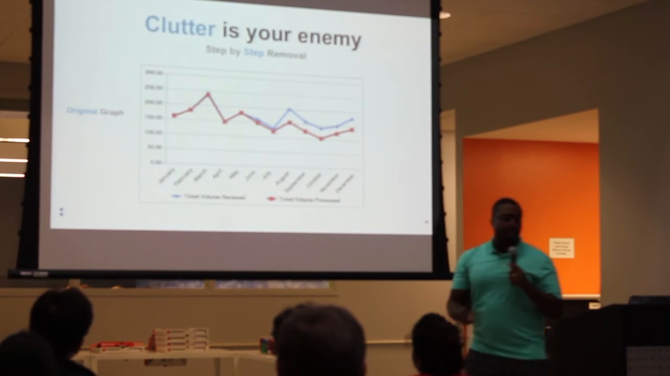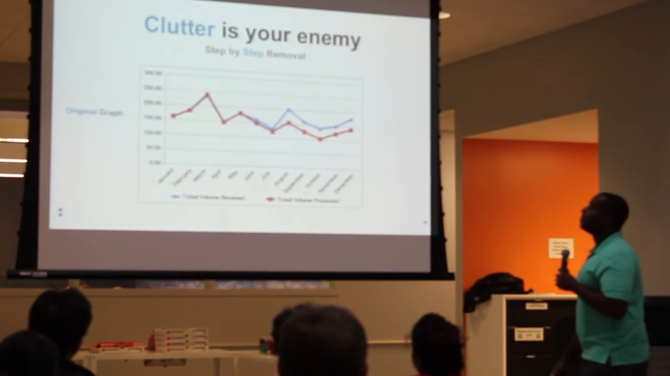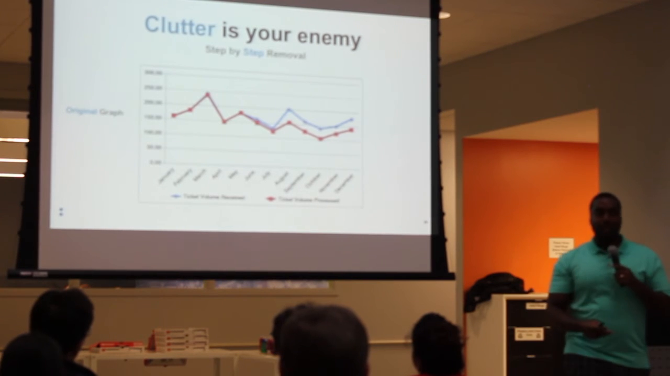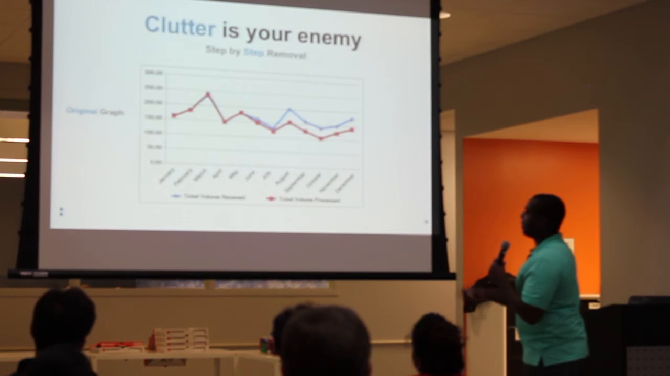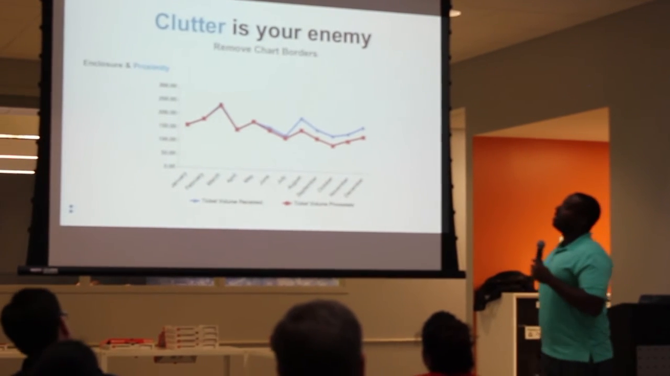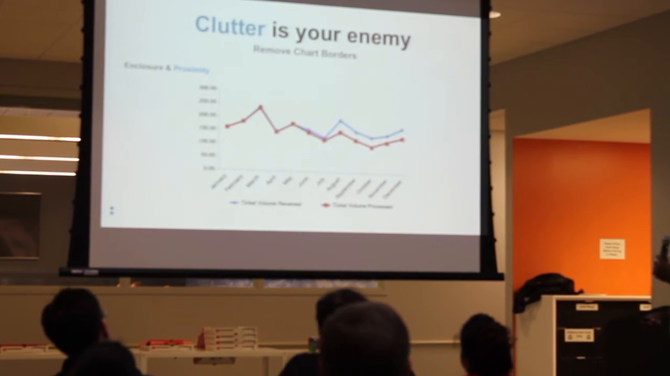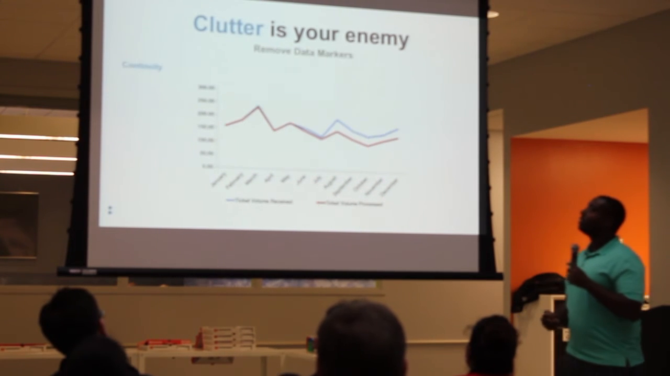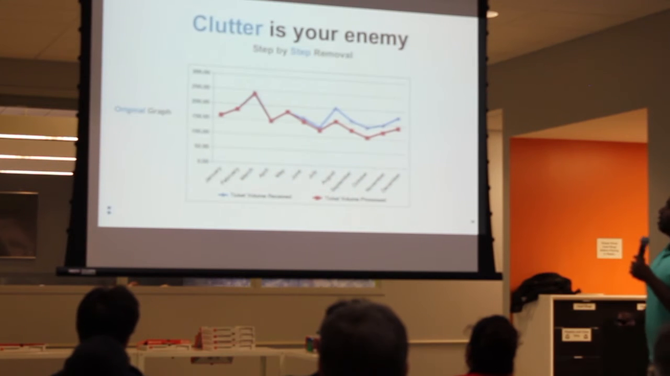So now let's talk about a step-by-step guide for removing clutter. This is the original graph. We have ticket volume in a workplace, and we plot it over time. So this is the original. Let's take advantage of the enclosure and proximity principles. You remove the border, so it's a little bit cleaner. Remove the axis labels in the border.